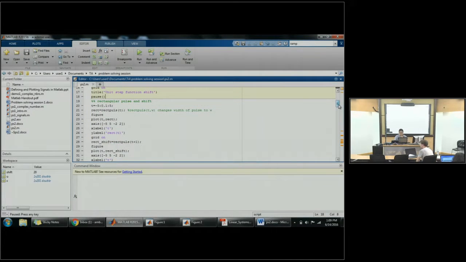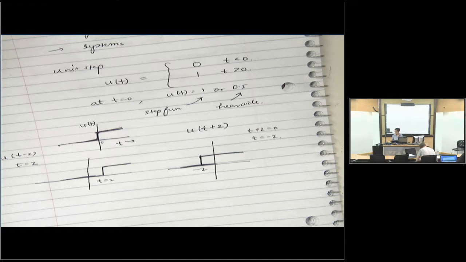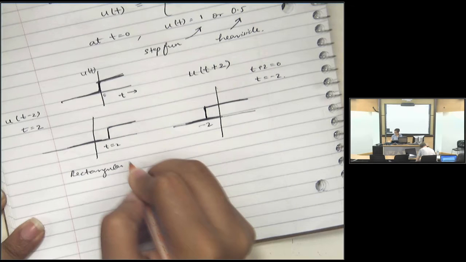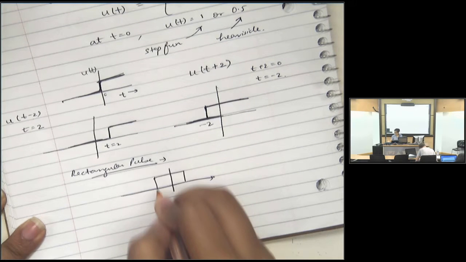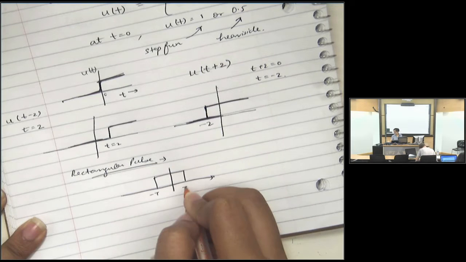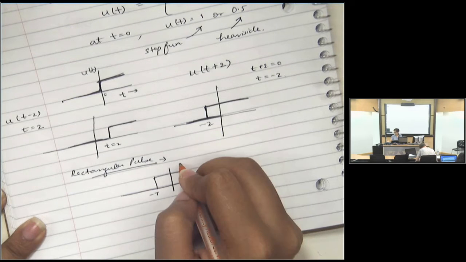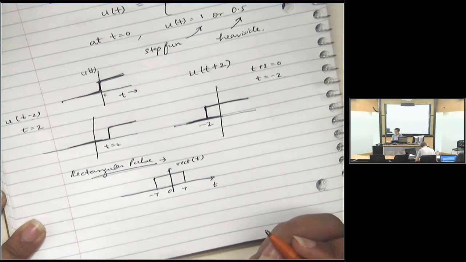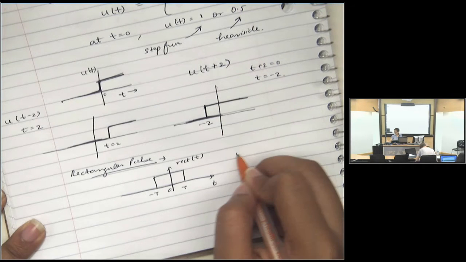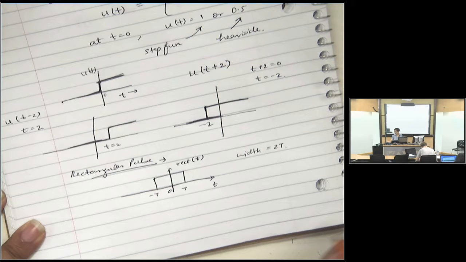Now the rectangular pulse. Just to define the rectangular pulse for you. Our rectangular pulse is defined as this. So it's going from minus t to t. This is your time axis. This is rect of t, as you can call, and it's centered at 0. So the width over here is 2t. Width is 2t. You can change this width.